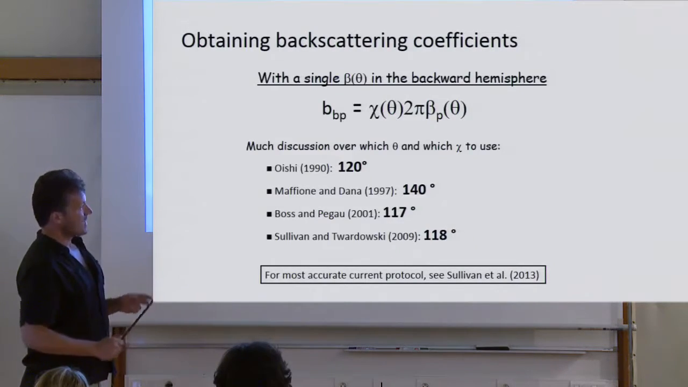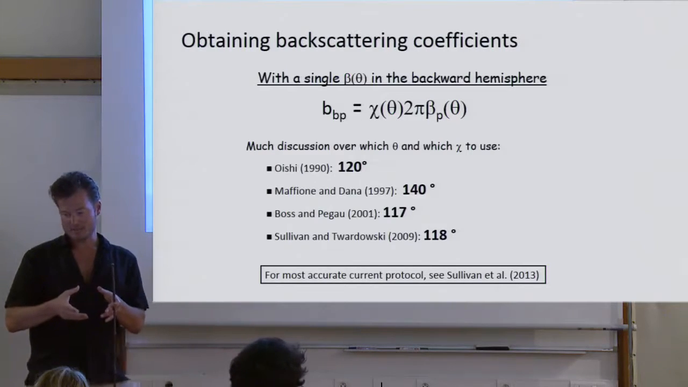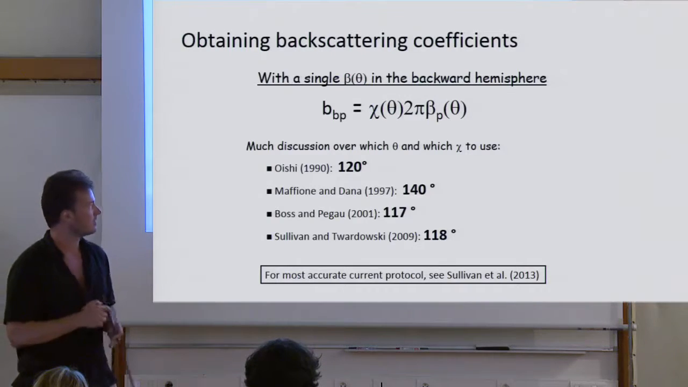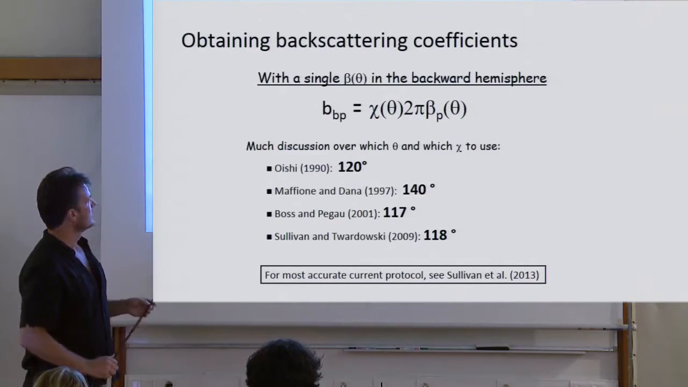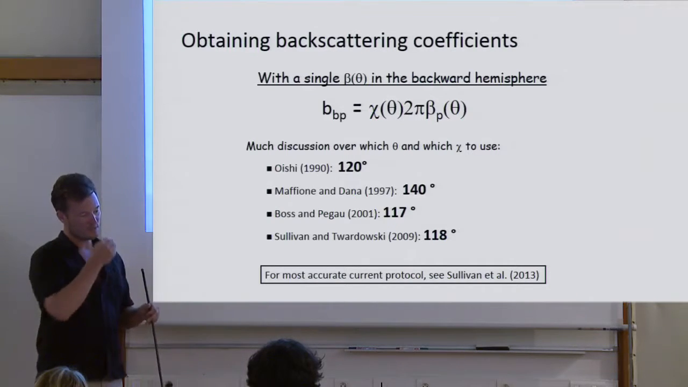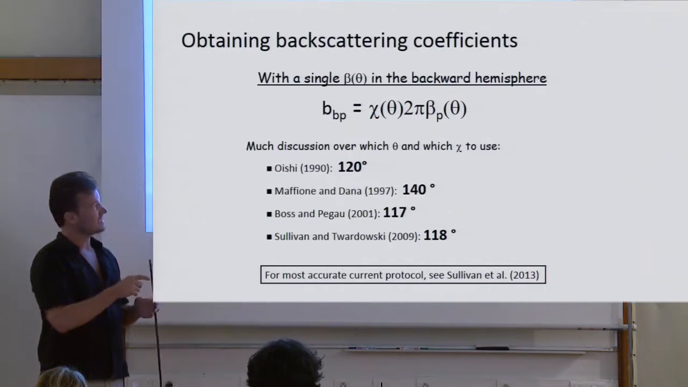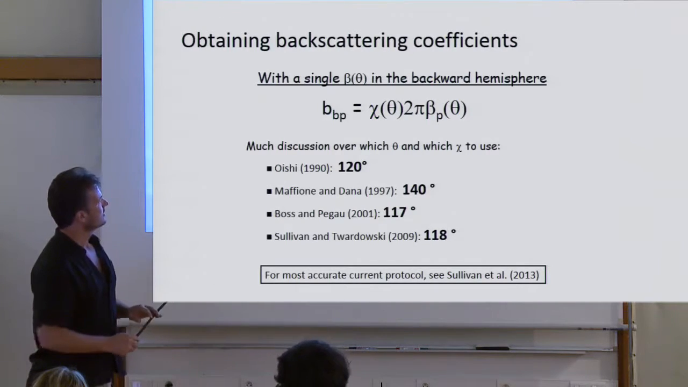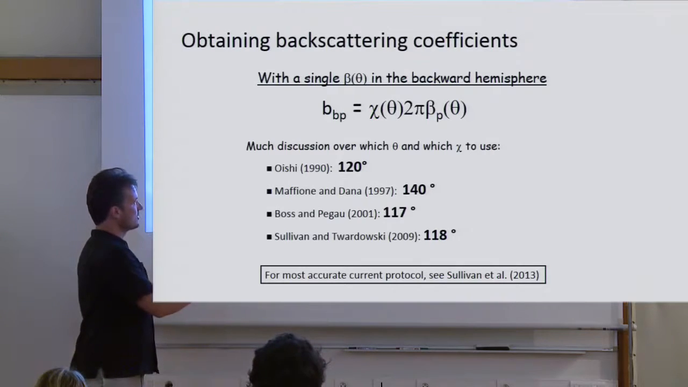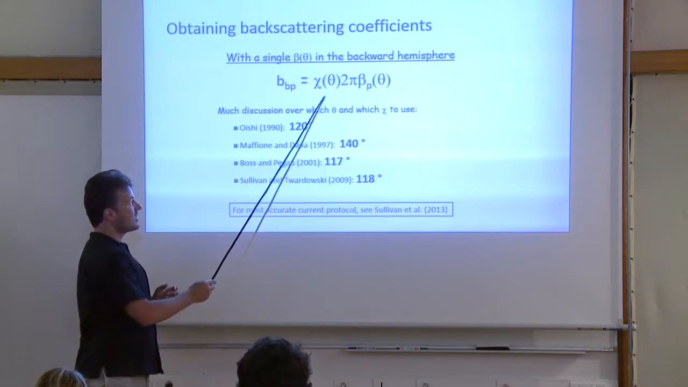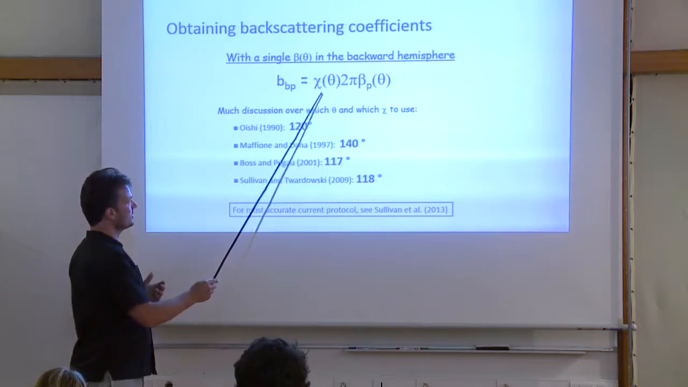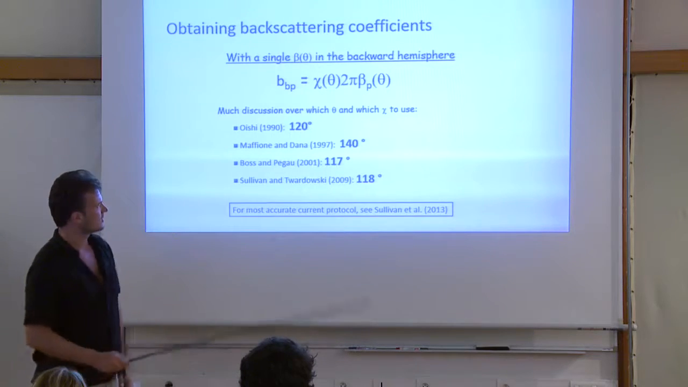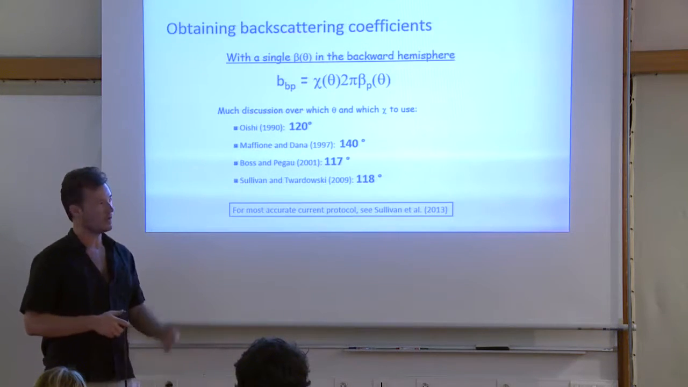So in backscattering coefficients, if you had Ed's type of design for a sensor, then you would have a backscattering coefficient from exactly 90 to 180 degrees, a scattered or integrated measurement. For the ECOs, you don't have that. You're measuring scattering at a single angle, but it's a single weighted beta in the backward hemisphere. So what you do is you come up with a single weighted chi value that is simply a proportionality between this weighted beta that you're measuring and the backscattering coefficient that you really want.